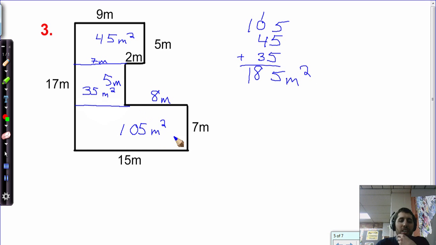Again, it's easier in this case to find the missing lengths and then break it up into sections that you can calculate and add together. So if we add those individual areas, we find the total area.